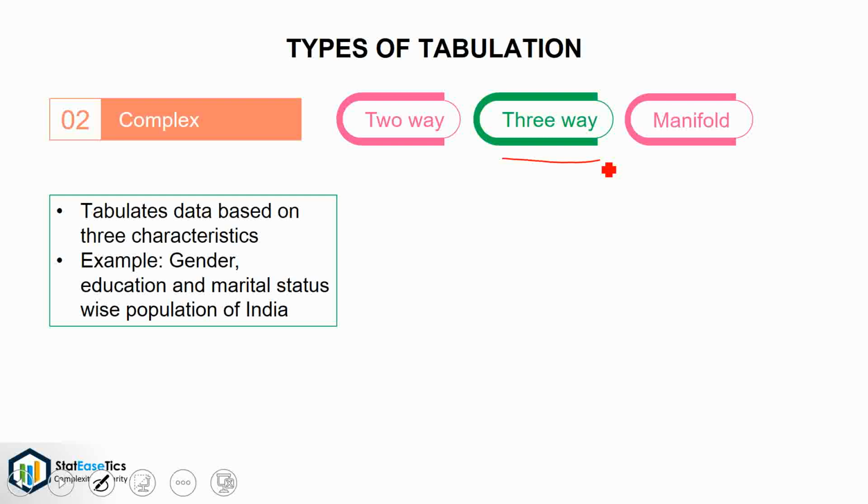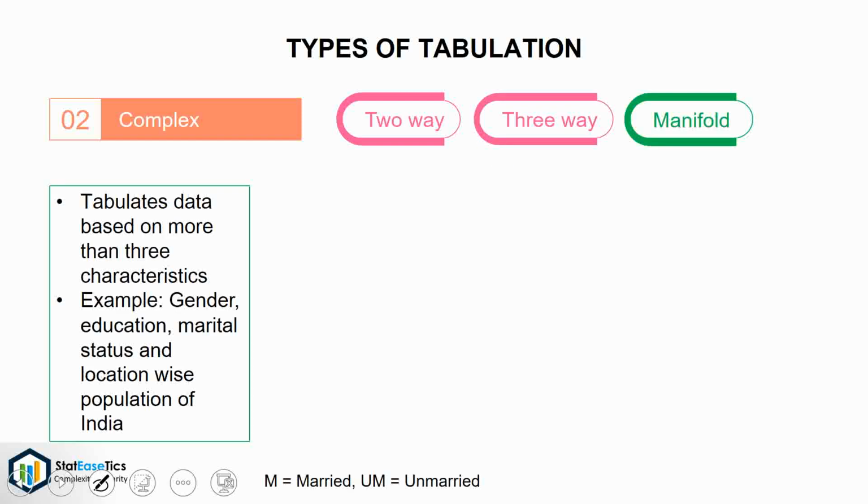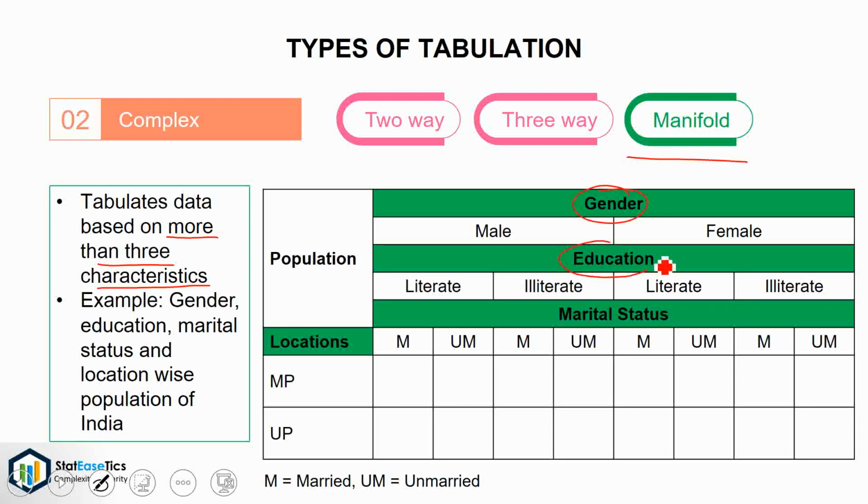Three-way tabulation, the data is tabulated based on three characteristics. For example, gender, education, and marital status-wise population of India is the example of three-way tabulation. Manifold tabulation tabulates the data based on more than three characteristics. For example, gender, education, marital status, and location-wise population of India. It constitutes the manifold tabulation.